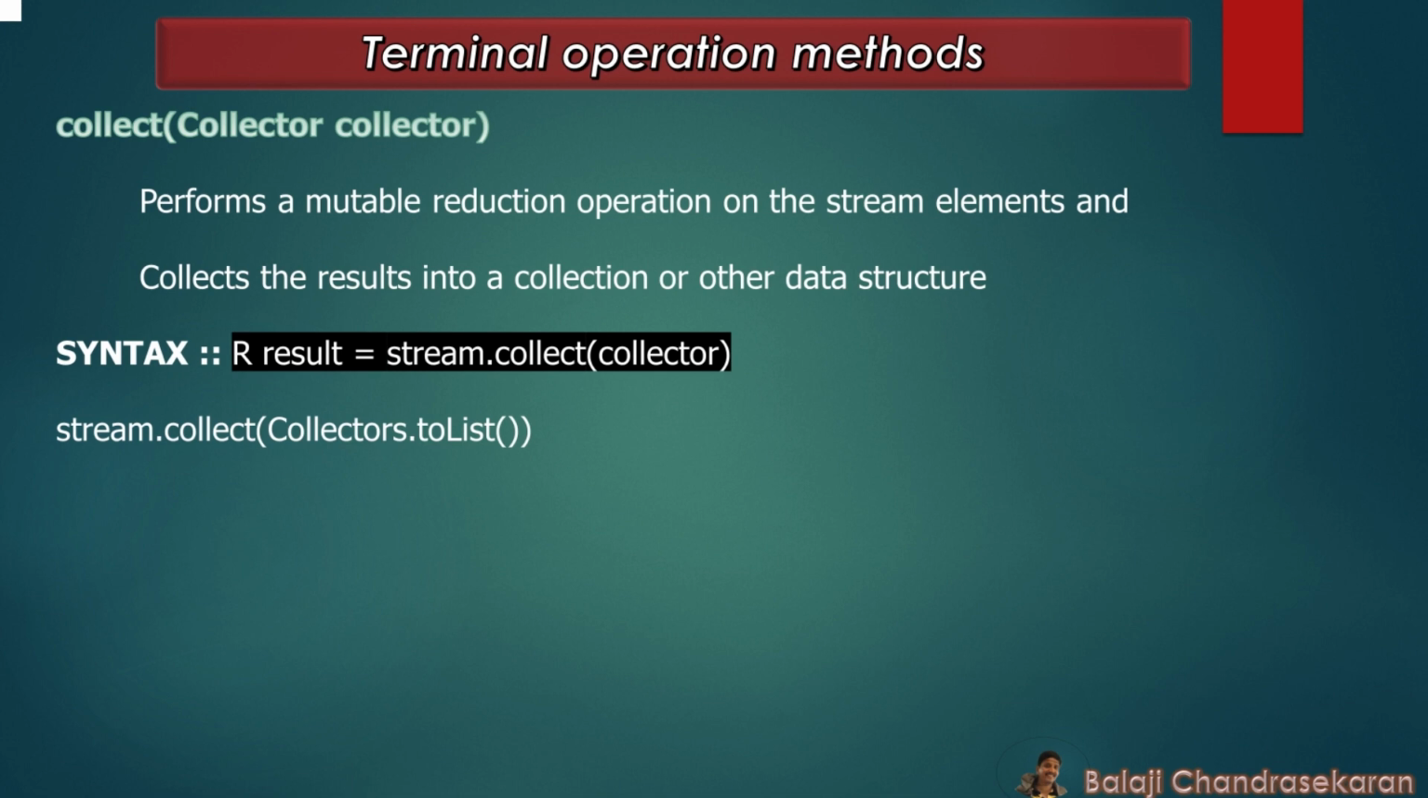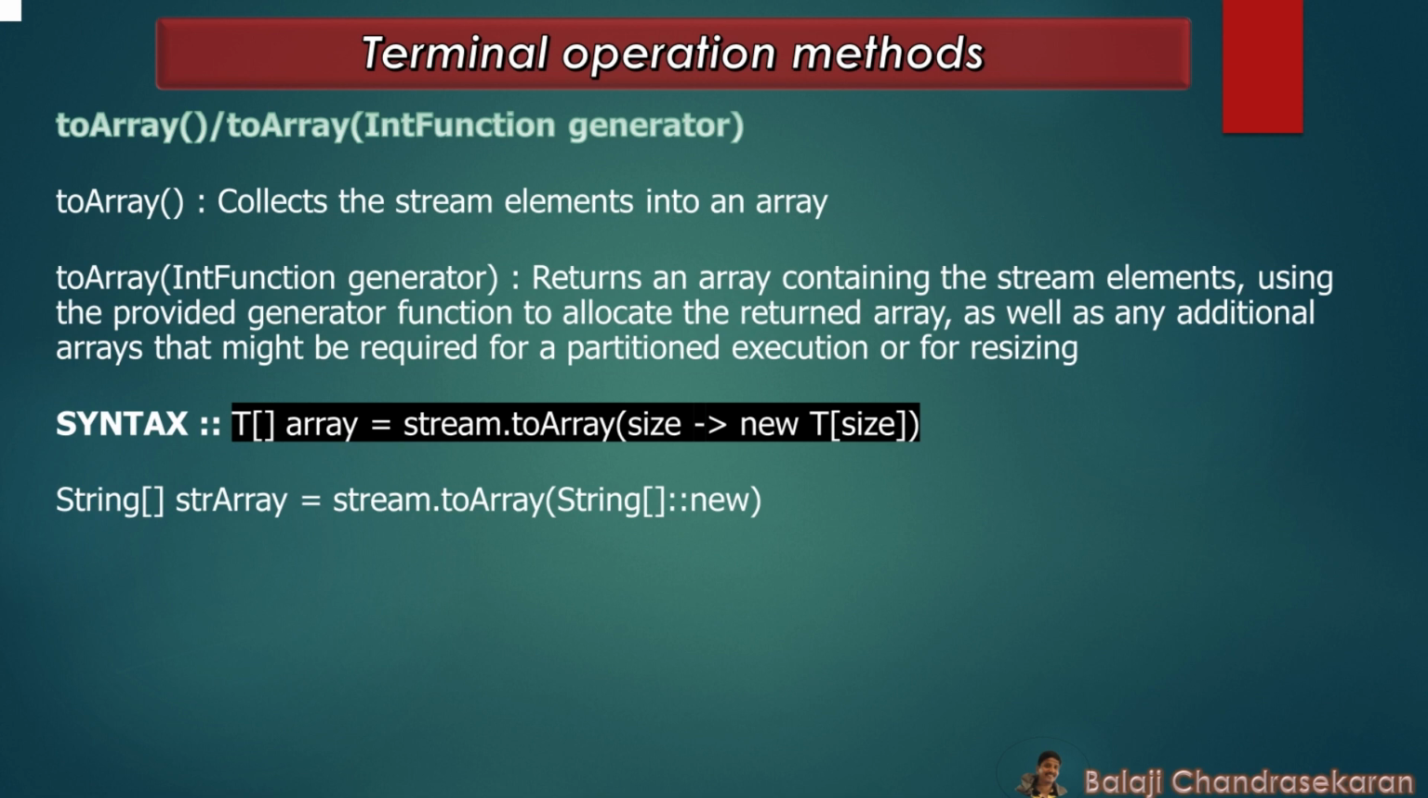Similarly, we can use other collectors provided by the Collectors utility class to perform different types of collections such as grouping, partitioning, joining, and more. The collect method allows us to perform flexible and customizable aggregation operations on Stream, making it a powerful tool in the Java Stream API. The toArray method collects the elements of the stream into an array.